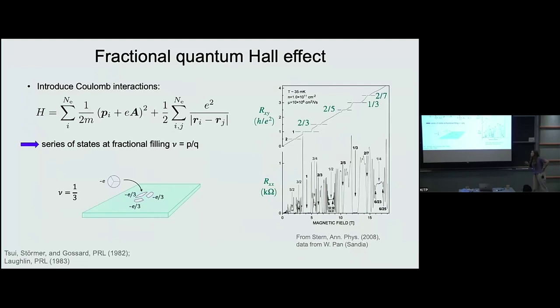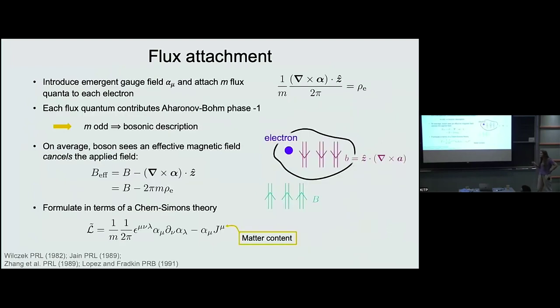So how do we explain this type of phenomena? Because obviously, via fractionalization, free electrons are not gonna cut it. So one way we can understand this is through what's called flux attachment. What we do is we introduce an emergent gauge field, which I've called here alpha, and attach m of these alpha fluxes to each electron.